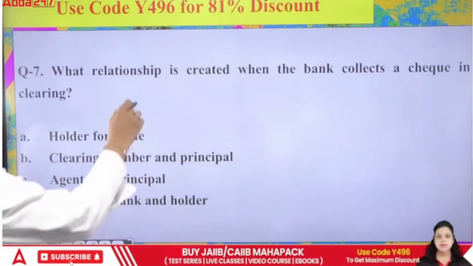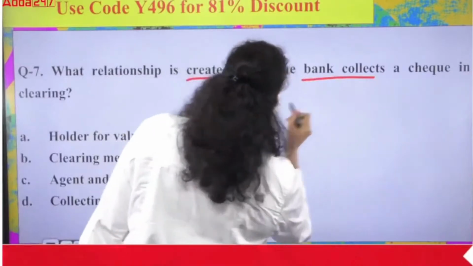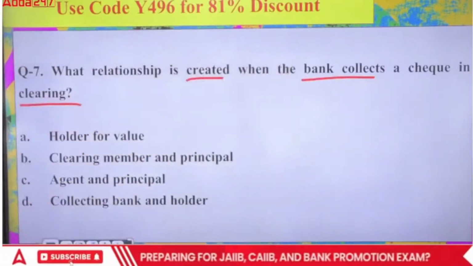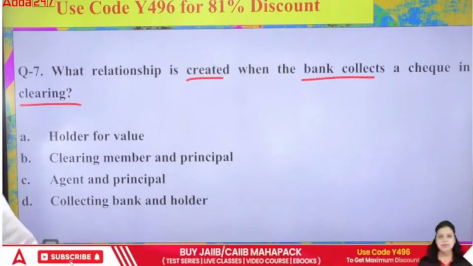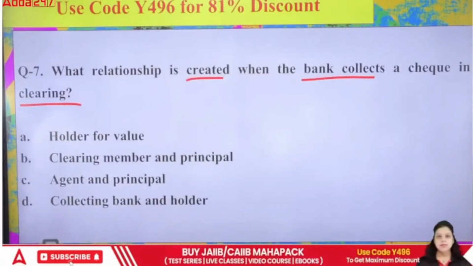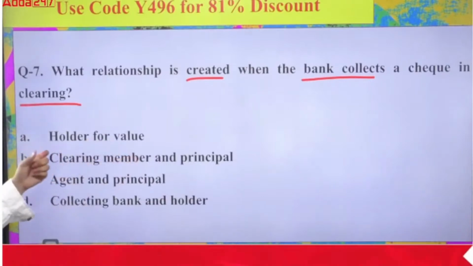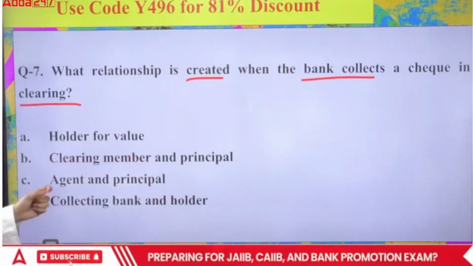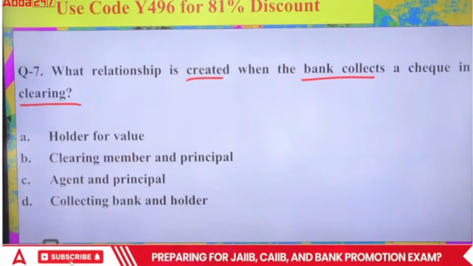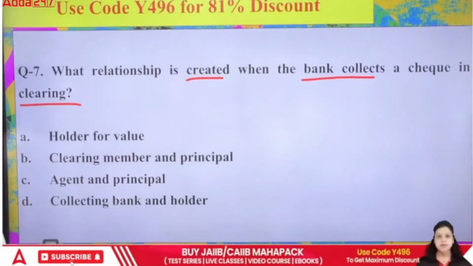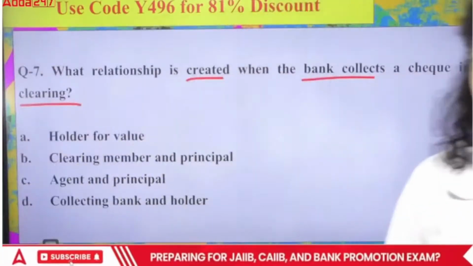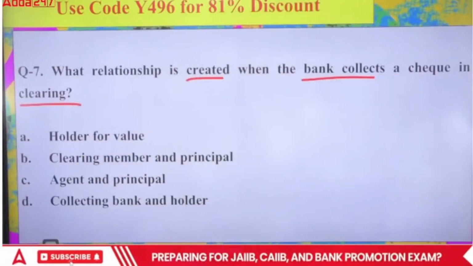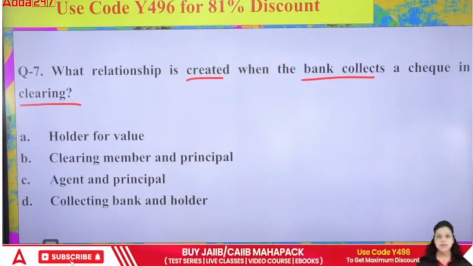Next, what relationship is created when the bank collects a check in clearing? First, holder for value; second, clearing member and principal; third, agent and principal; fourth, collecting bank and holder. So which of the following is correct? What kind of relationship will be there between the bank and the customer in case the bank collects a check for clearing purpose?